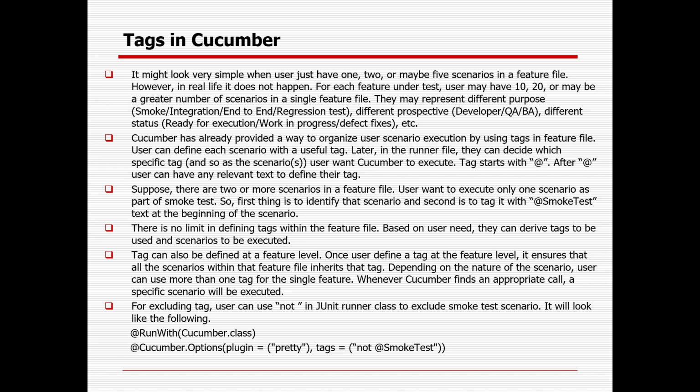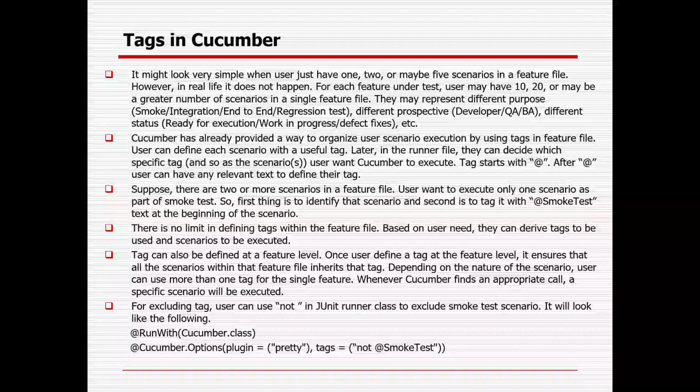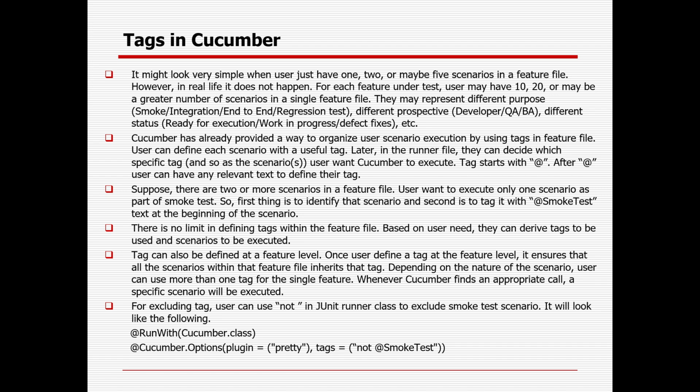You can also have tags. It might look very simple when a user has just 1, 2 or maybe 5 scenarios in a features file. However, in real life, it does not happen. For each feature under test, a user may have 10, 20 or a greater number of scenarios in a single features file. They may represent different purposes like smoke, integration, end-to-end integration tests, different perspectives like developer, BA, QA, and different statuses, ready for execution, work in progress, etc.